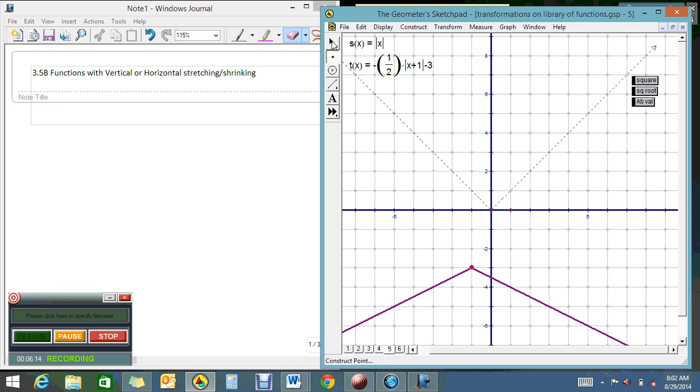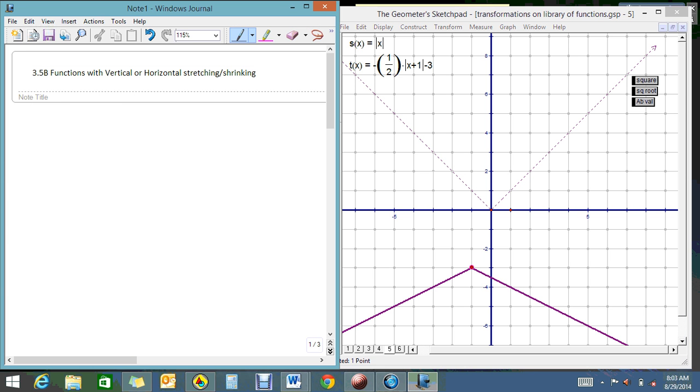It's upside down and it's wider, right? Because when I go over 1, I don't go down a whole 1, I only go half down. So this is kind of how we can combine them. And you notice this format here, it always looks like A. This A tells us how much the stretch is or whether there's a flip, right? If A is negative, then we flip it. If A is positive, it stays in the same direction.